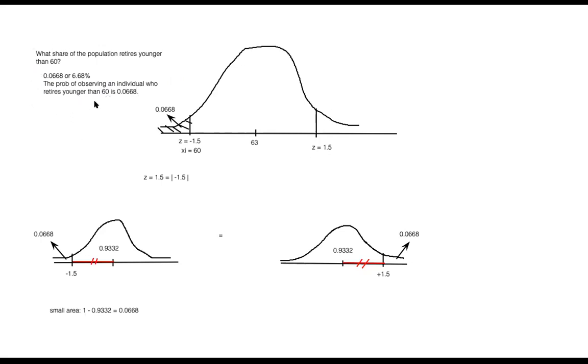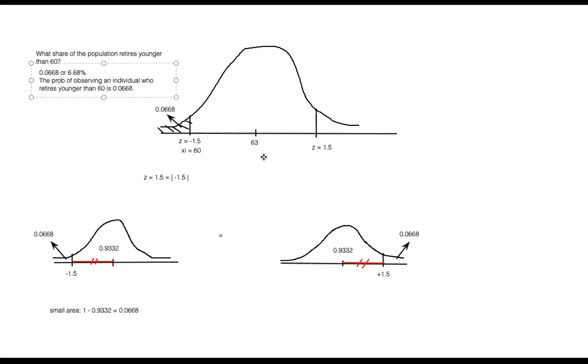So all three things here give me the same information. The share of the population, the portion of the population is 0.0668. In terms of a percentage, it's 6.68%. And in terms of a probability, you have 0.0668 probability of observing an individual who retires younger than 60.